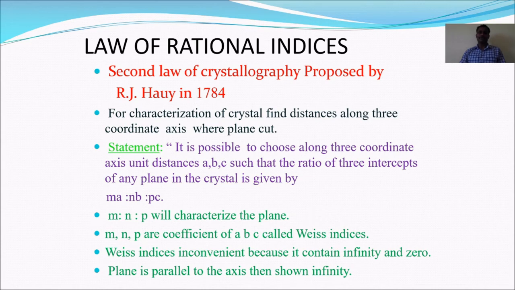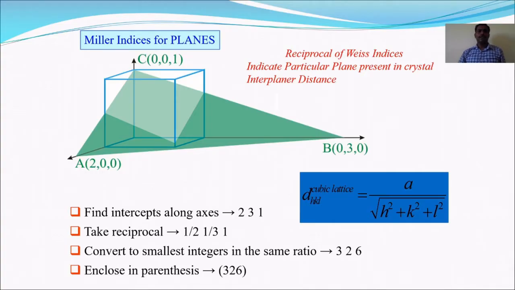But we can't use Weiss indices. Weiss indices are inconvenient. They contain infinity and 0 if the plane is parallel to an axis. So Weiss indices are replaced by Miller indices. Reciprocals of Weiss indices are Miller indices, which indicate a particular plane present in the crystal. The interplanar distance is given by d_hkl = a upon the square root of h square plus k square plus l square, where h, k, l are Miller indices, a is the edge length of the cube and d is the interplanar distance.